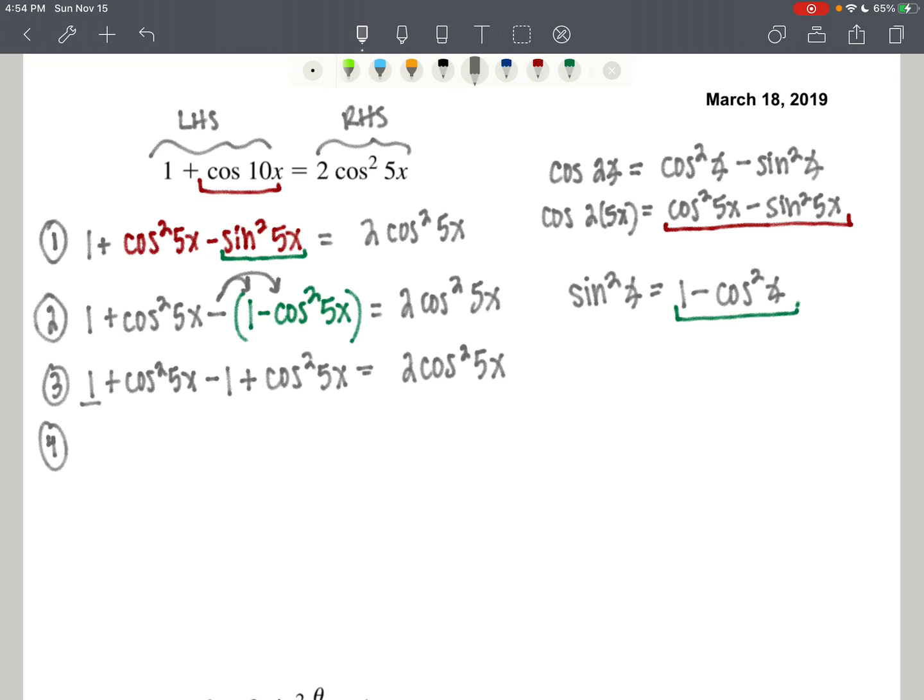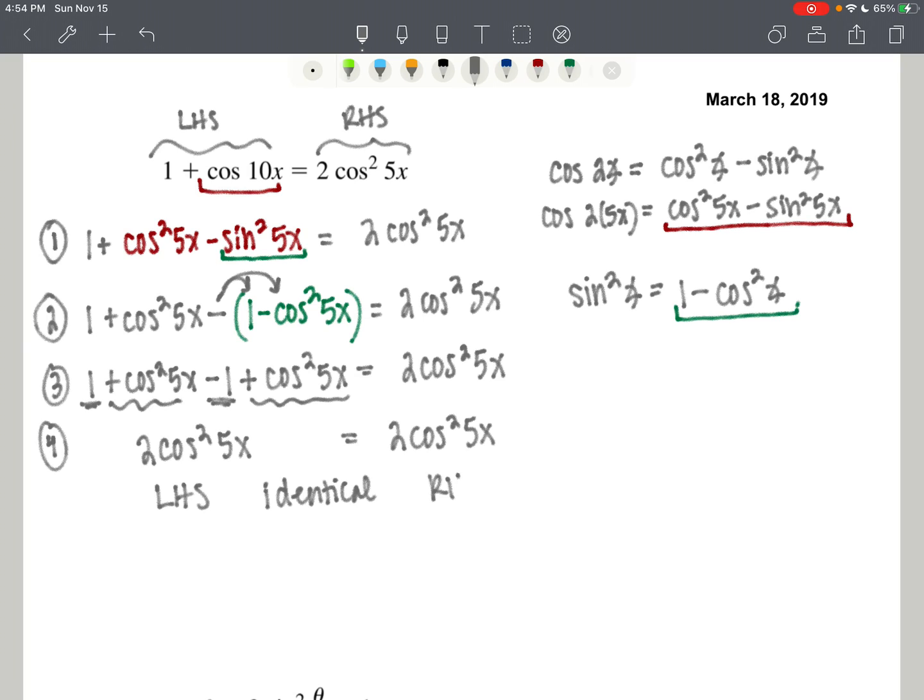Step 4, 1 minus 1 becomes 0. And cosine squared of 5x plus another cosine squared of 5x becomes 2 cosine squared of 5x. I have successfully made the left-hand side look identical to the right-hand side. Therefore, it took me 4 steps and I am done.